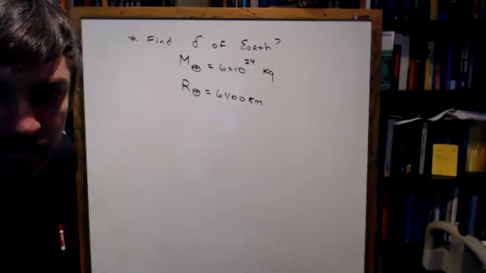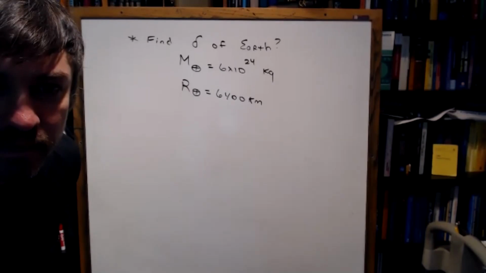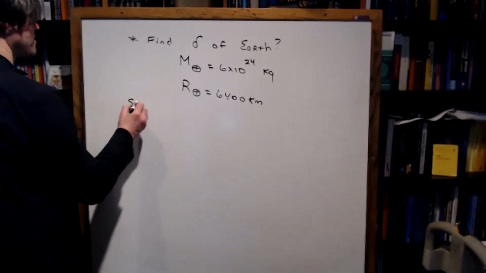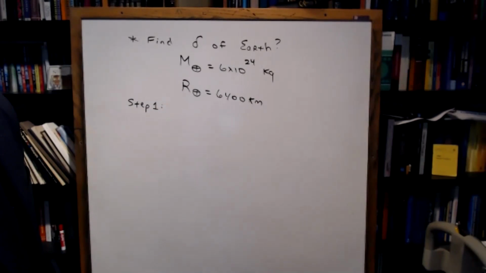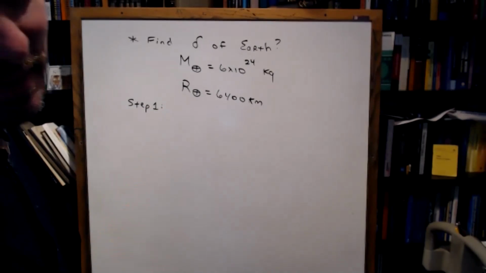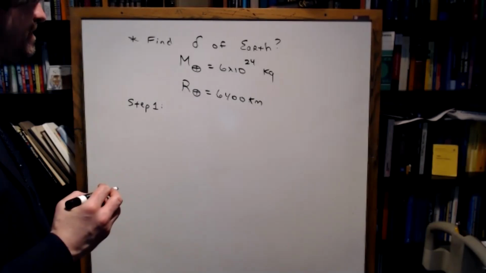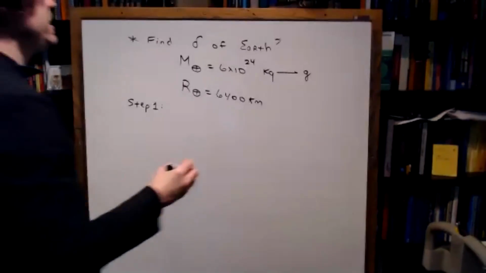Are we going to use the formula? Yes, but we've got to do something first. Dimensional analysis, right? Why do I want to do dimensional analysis? Well, because the mass of the Earth is not in the right units. What units do I want again, Chrissy? For the mass, you want grams, and for the density, grams per centimeter cubed. For the radius, I want centimeters.